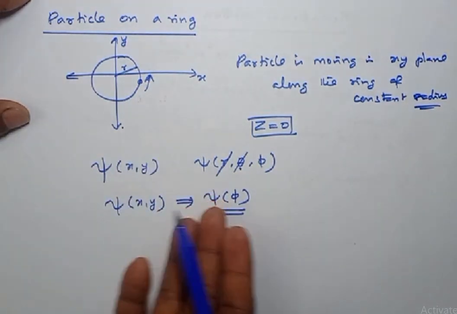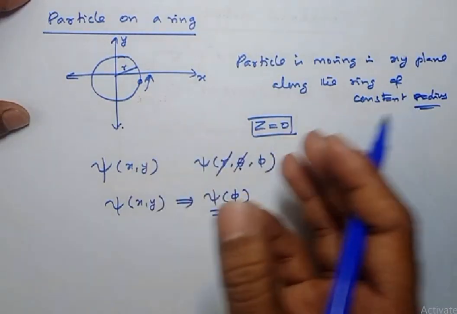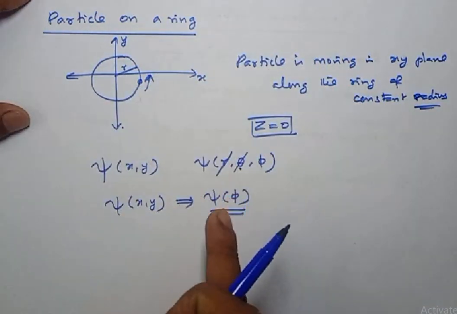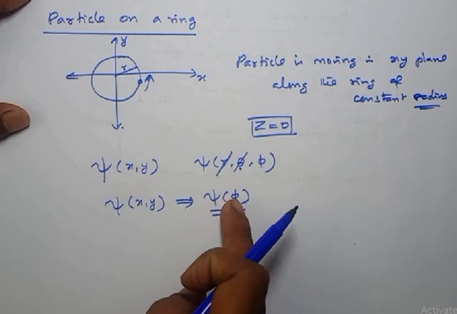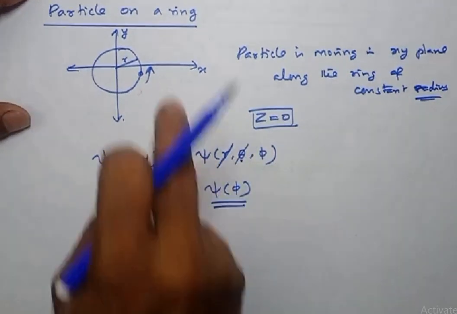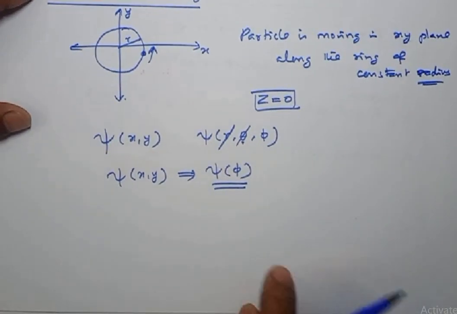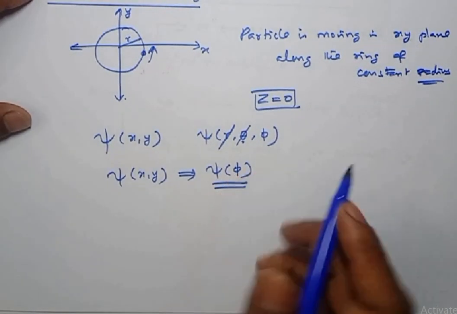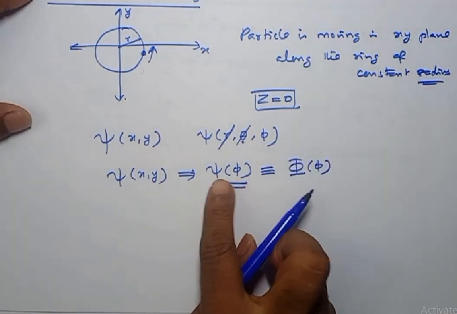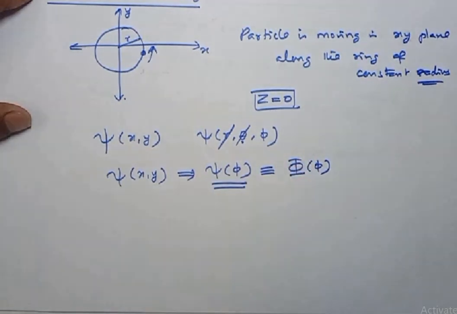So it is easy to discuss the changes or whatever property that we are going to measure. All those things are very easy if I give the wave function in terms of spherical polar coordinates, because the wave function depends only on one coordinate now. So that is the reason why for a particle on a ring we use spherical polar coordinates. The wave function which depends only on phi is usually represented as big Phi.